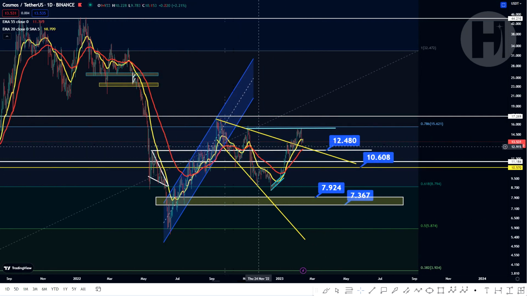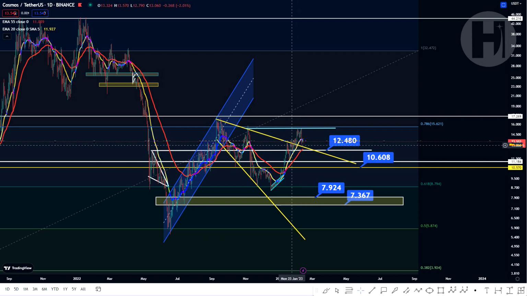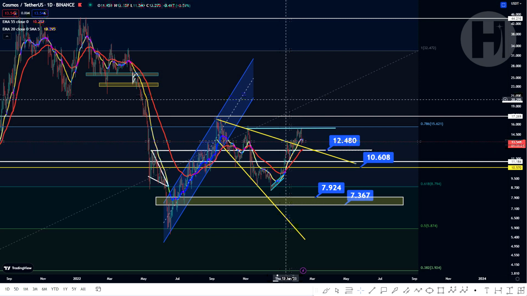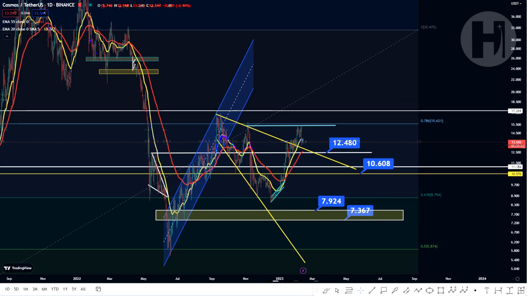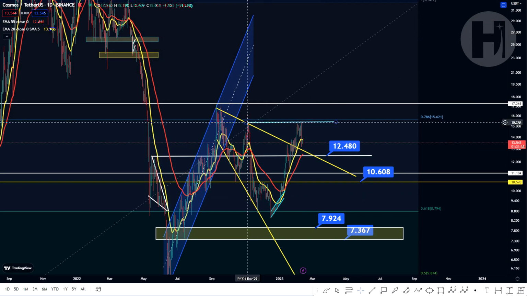As well as we broke out of this descending broadening wedge, and this is very, very bullish in my opinion. And we ran into the same level of resistance as we did back in November, and potentially we have a double top pattern at play here.